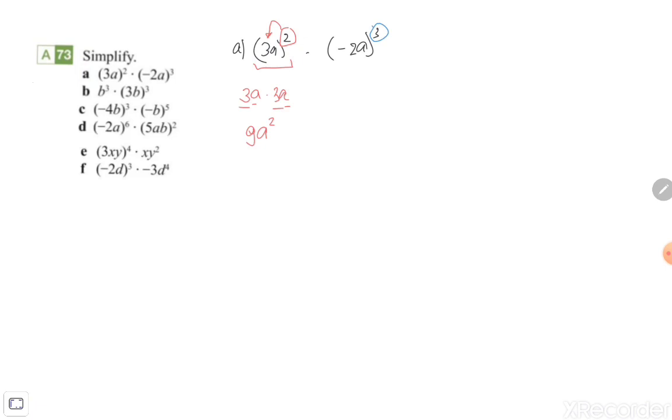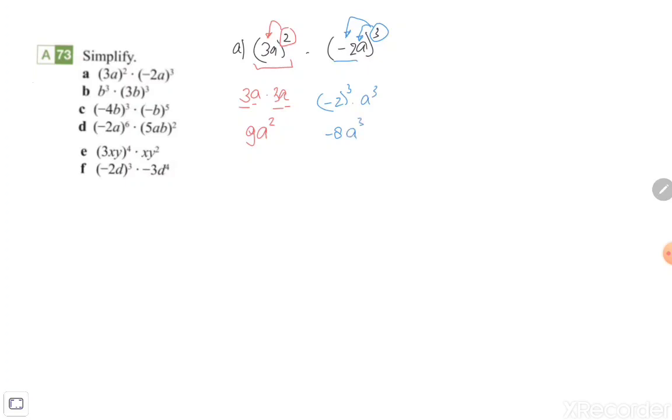Minus 2a to the power of 3. You need to do the minus 2 to the power of 3 and even the a to the power of 3. Now, what is minus 2 to the power of 3? That's inside the bracket minus 2 and then to the power of 3. And we all know that the answer is a negative number, minus 8. Now, what is a to the power of 3? That's just a times a times a, so that's a to the power of 3.